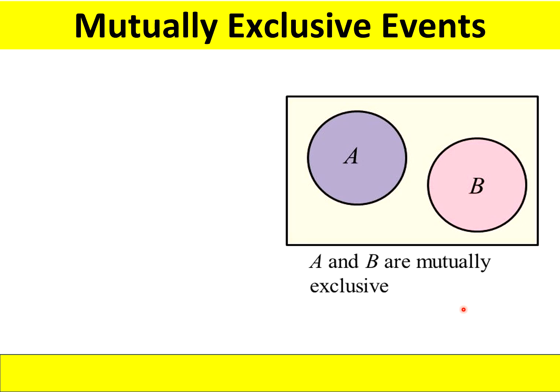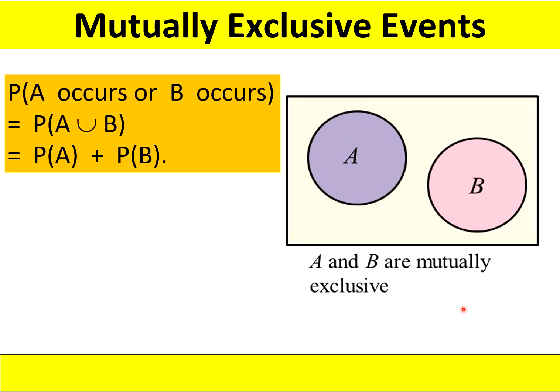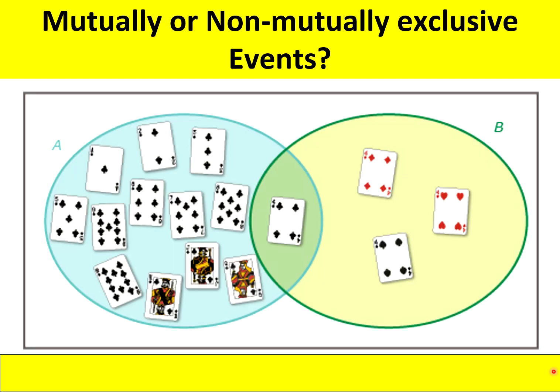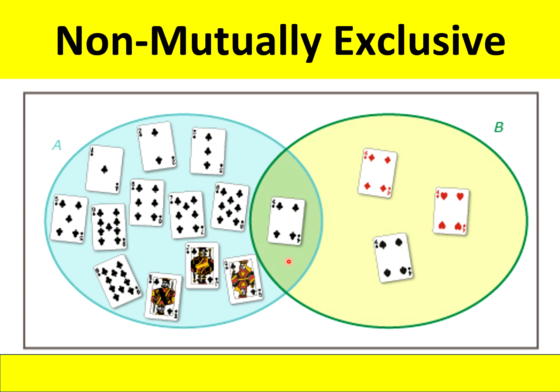So in order to find the probability of A or B, what I need to ensure is that there is no common element. Let's take a look at another example over here. In this scenario, do you think this is a mutually or non-mutually exclusive event? Notice that there is a common element here. If there is a common element, it is a non-mutually exclusive event.